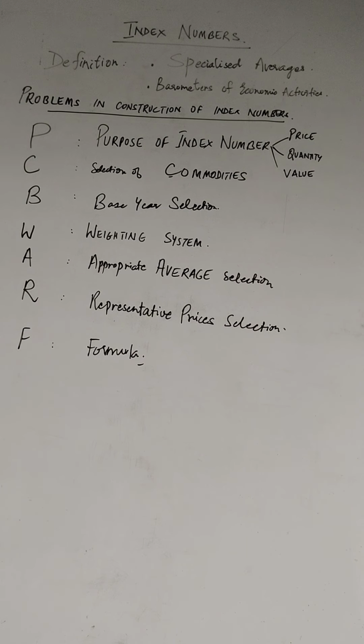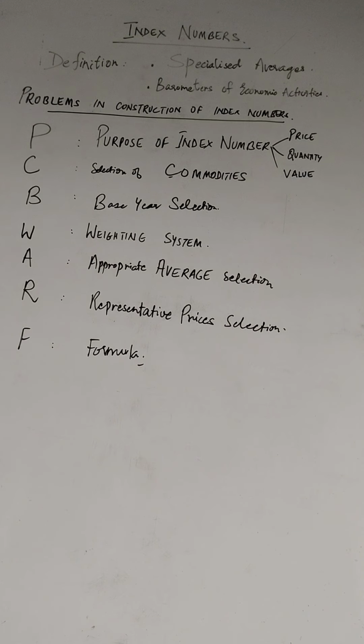So the third one is the selection of a base year. Purpose done, commodities done, and now we are going to do the base year. This is a very important problem, to select a year which could be the base year, because it has to be used for the conversion of current year prices to price relatives based on the base year price. Prices in the base year are taken as 100, and then indices for the other years are prepared.